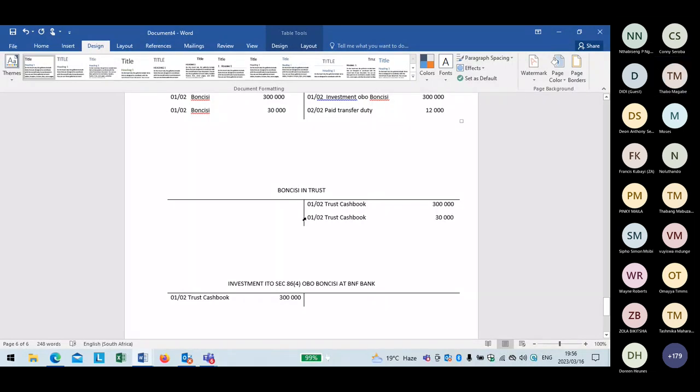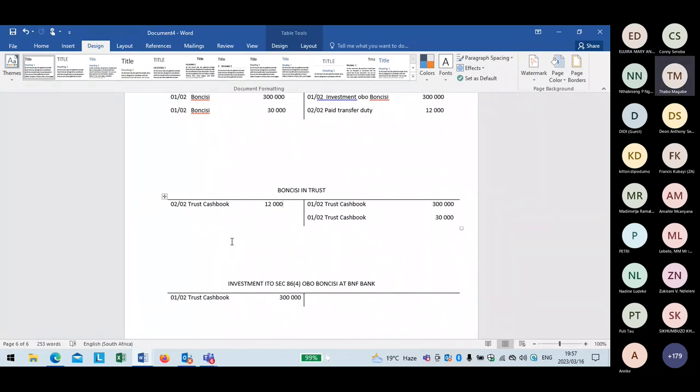What else do we do? We debit the Bonkies in trust in the ledger. On which date? On the 2nd of February. And our narration is? Transfer duty, trust cash book. So we are done with the transactions of 2 February. Can we go to the next transaction? Yes, sir.